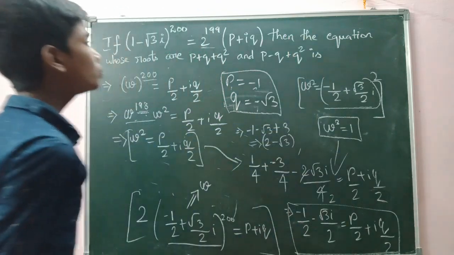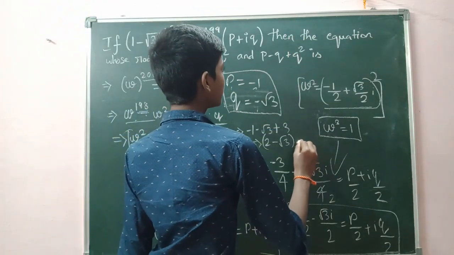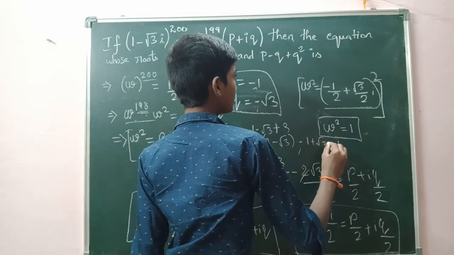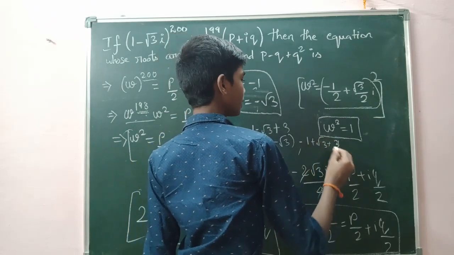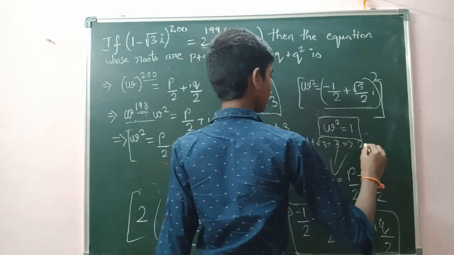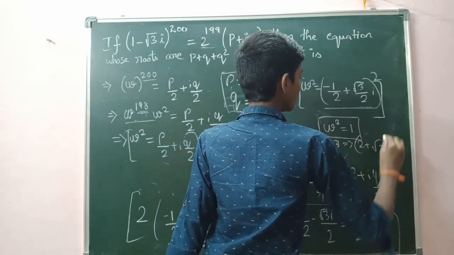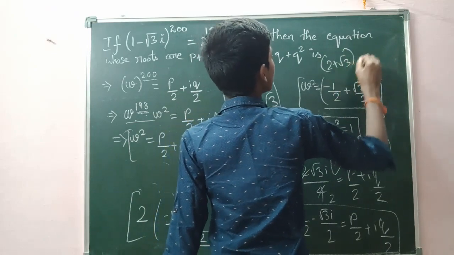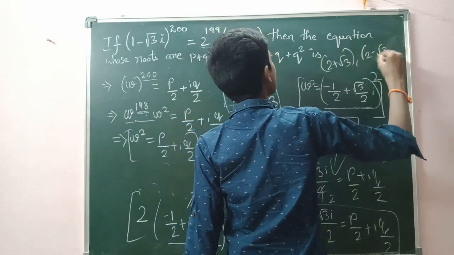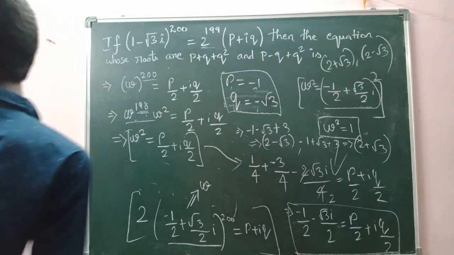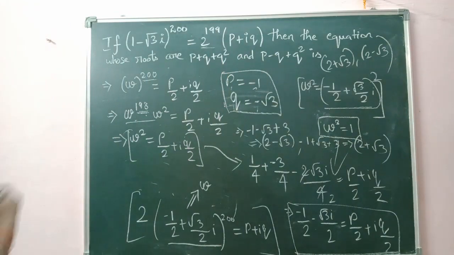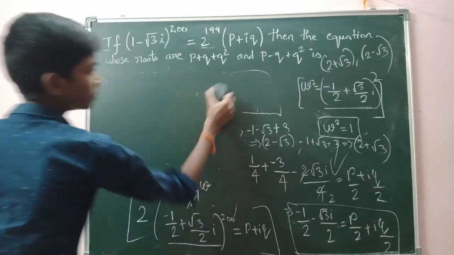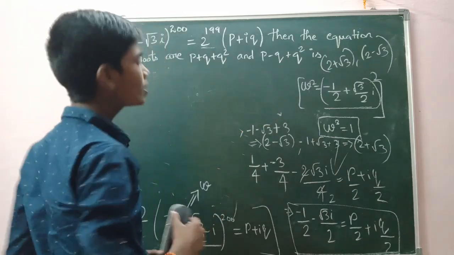Comma, P minus Q plus Q square, that will be minus 1 minus of minus root 3, that will be plus root 3. Then plus 3. Correct now? So that will be 2 plus root 3. So the two roots are 2 plus root 3 comma 2 minus root 3. Correct now? So these two are the roots of this particular equation. So now I will rub these things. So these two, 2 plus root 3 and 2 minus root 3, are the roots.